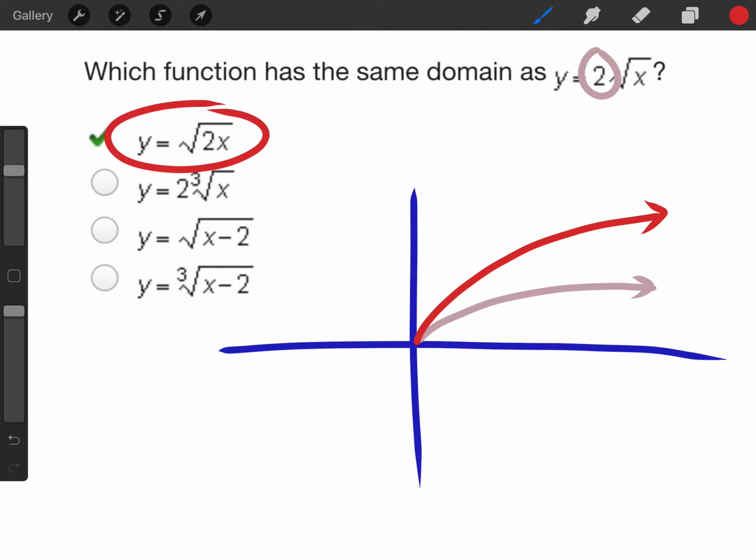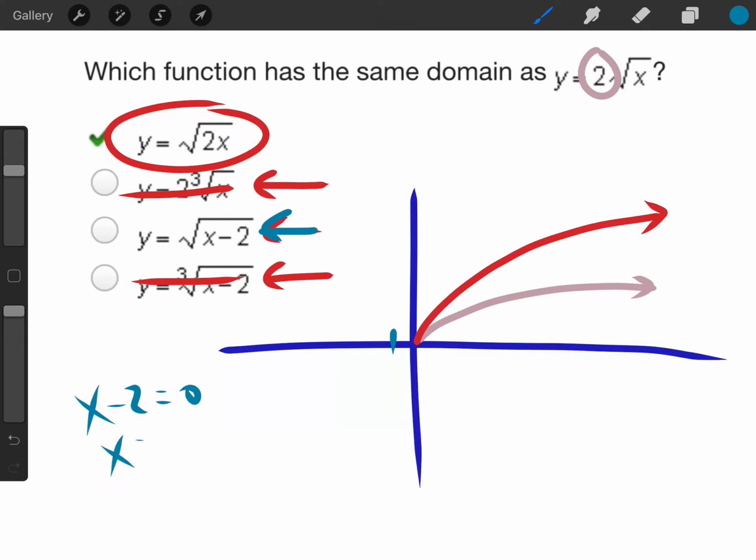Which one has the same domain? This one is a cube root, and this is also a cube root, so you can just eliminate those. This one right here, the third one, I'm going to show you how that looks. You go x minus 2, set it equal to 0, so x equals 2. For that one, you're going to go towards the right.